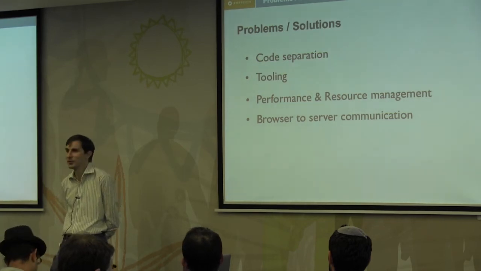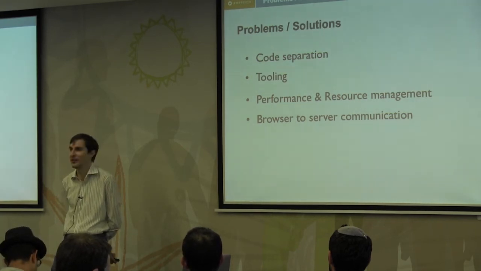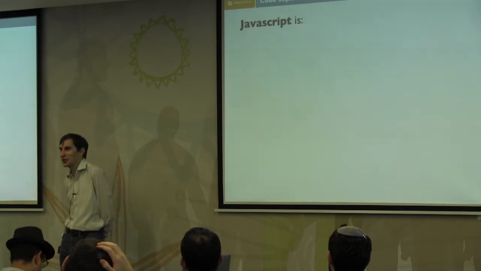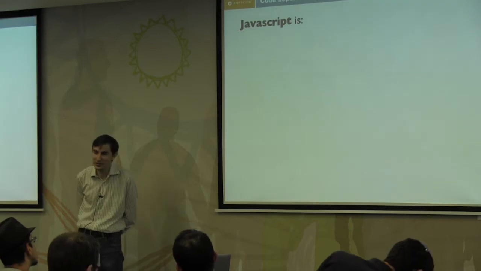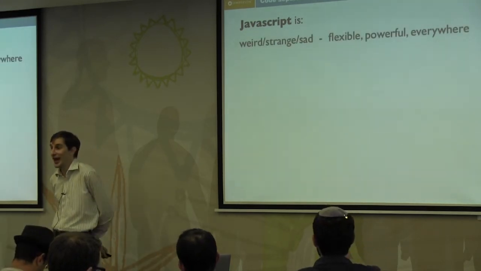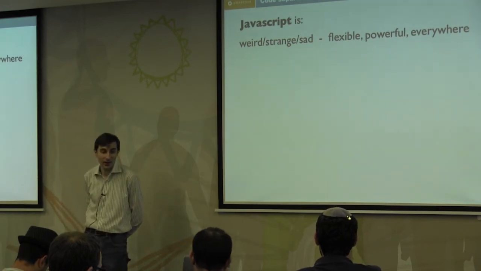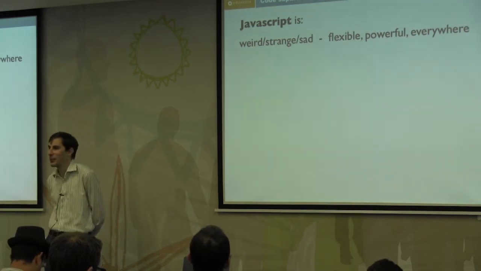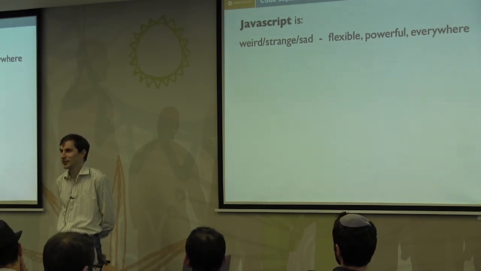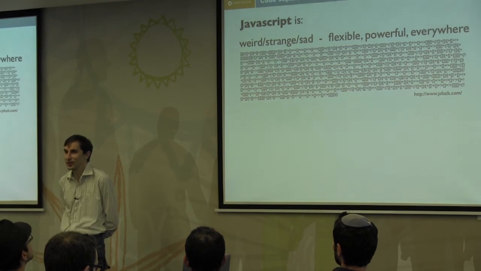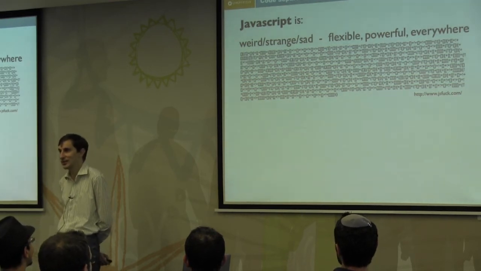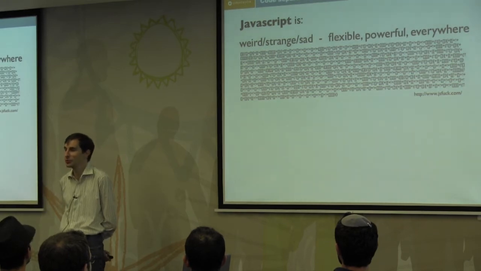Now, before I go, I'm going to talk about the elephant in this room, and that's called JavaScript, because JavaScript is weird, strange. Elon will say it's sad in his presentation. I actually hear flexible, powerful, and it's everywhere. And now, that's also JavaScript. I'm not joking, that's JavaScript. You can copy, paste this code, run it in the console, it will do alert 1.